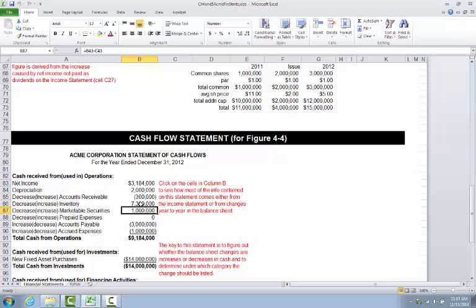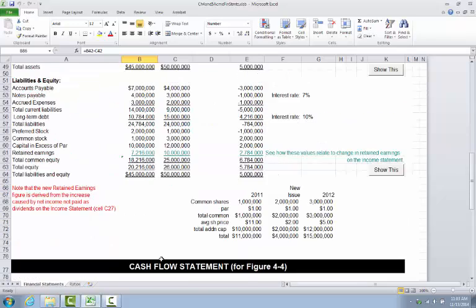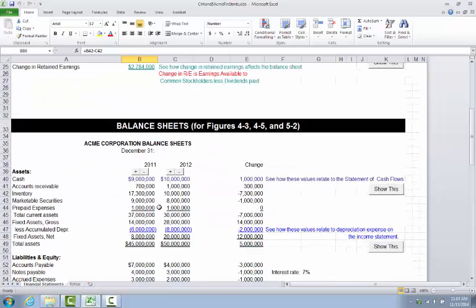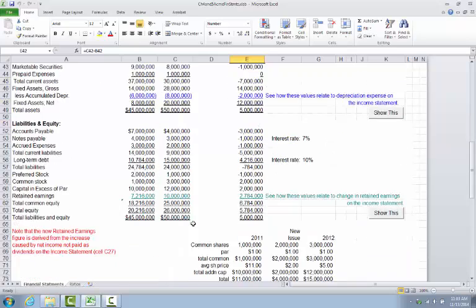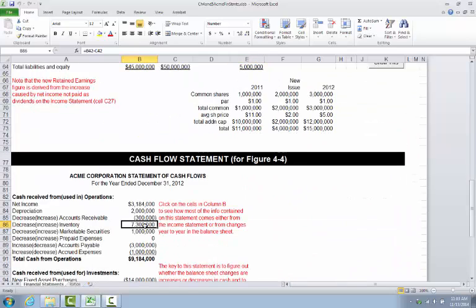Here we have a $7,300,000 increase in cash attributed to inventory. What happened to inventory? Inventory went from $17,300,000 down to $10 million. That's a $7,300,000 decrease in inventory. When you have a garage sale and sell some of your stuff, what happens to your cash? The answer is it goes up.